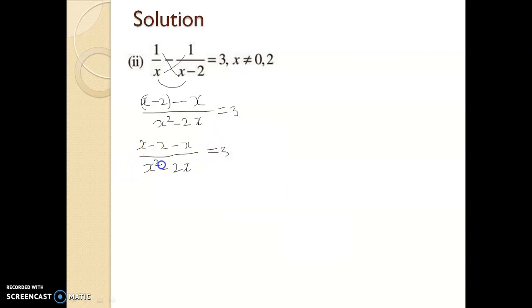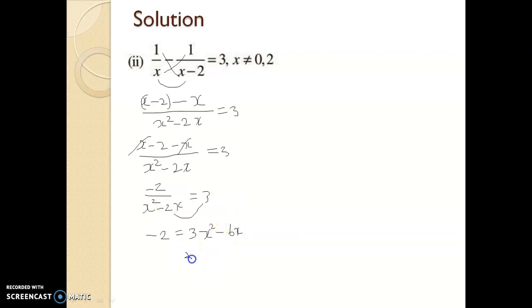So x square minus 2x equal to 3, and here plus x minus 6 get cancelled, so minus 2 divided by x square minus 2x equal to 3. Then make a cross multiplication here, so minus 2 equal to 3x square minus 6x.